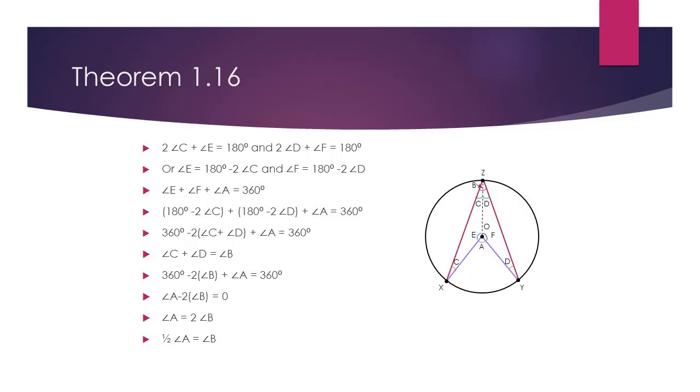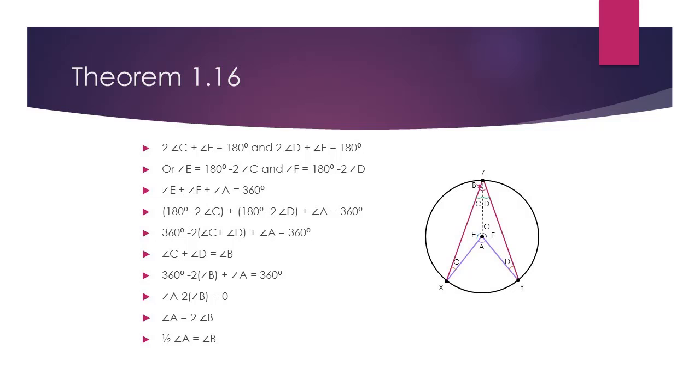So we know that each triangle's angles add up to 180 degrees. So from one triangle, we have 2 angle C plus angle E equals 180 degrees. And for the other triangle, we have 2 angle D plus angle F also equals 180 degrees. So we're going to rewrite those as angle E equals 180 degrees minus 2 angle C, and likewise, angle F equals 180 degrees minus 2 angle D.